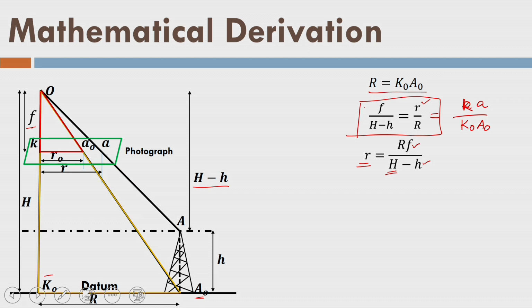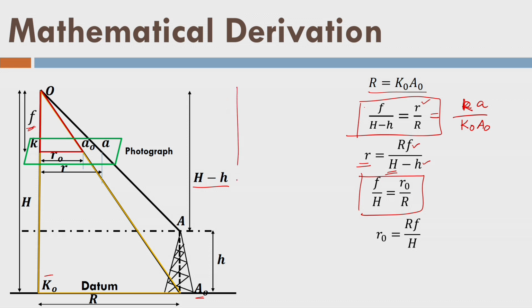right. Similarly, I can write from the other triangle this relationship: f upon H, that means the ratio of focal length to the complete height H, which is this height, equal to r0. r0 is nothing but, I can write here, K A0 divided by K0 A0, okay, and as a result I can write from this equation that r0 is equal to R f by H.